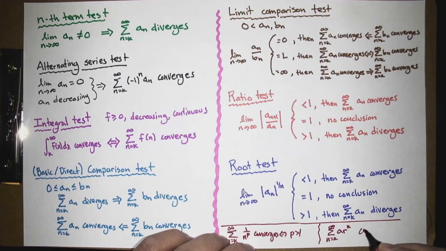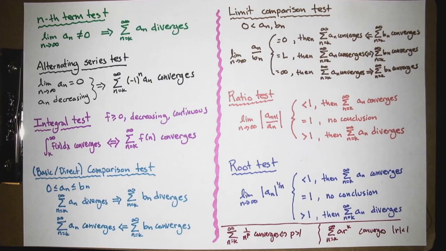R is small, yes, converges when r is small, positive or negative. Ultimately, these are your two go-to series to do things with and compare things with. So the integral test, the big thing about that is it gave us p-series. It also gives us things like 1 over n log n.